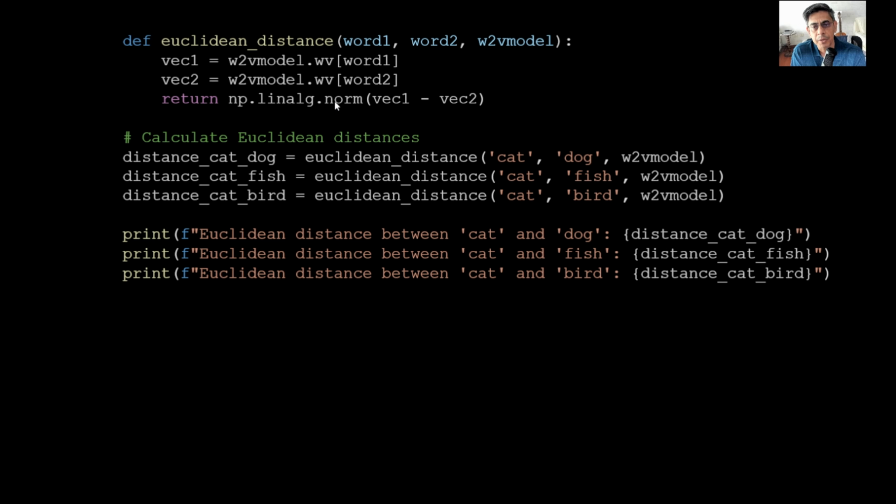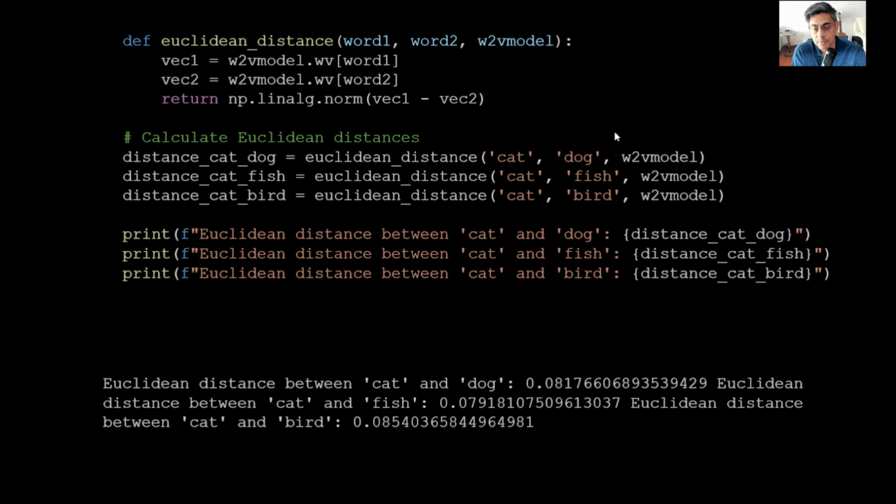When we do this operation, it is equivalent to the component-wise subtraction that we learned from the Euclidean distance rule. It will be automatically done by applying this line. You can practice it in your notebook. Then we try to get the meaning of the words cat and dog, cat and fish, and cat and bird. So you are trying to get the similarity between all these combinations of pairs of vectors.